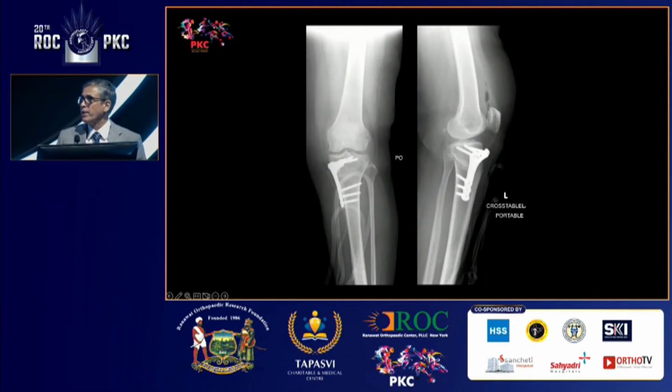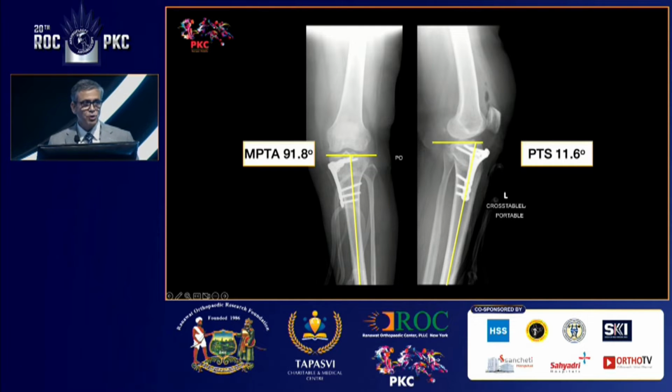Next slide. And these are the post-operative X-rays. Next. And the MPTA has been restored to 91. The limb is neutral. Next. And the slope has not been altered.